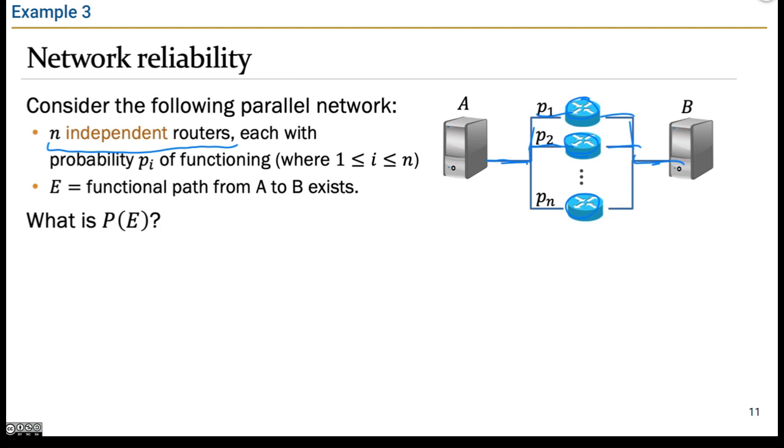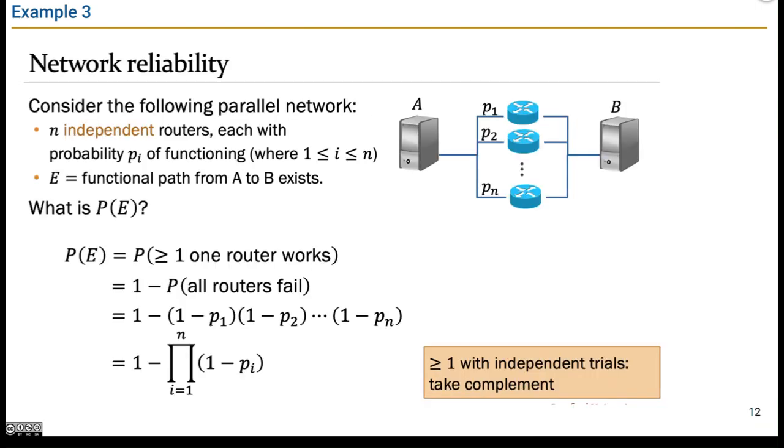All right, here's an example where I can think of lots of ways that I could get a functional path, and I don't want to have to go through all of those scenarios and add them up. So let's actually calculate the probability of E by doing 1 minus the probability that none of them work. 1 minus probability all the routers fail. Okay, well, what's the probability the first router fails and the second router fails and the third? Well, because they're independent, I can then just take the product, right?